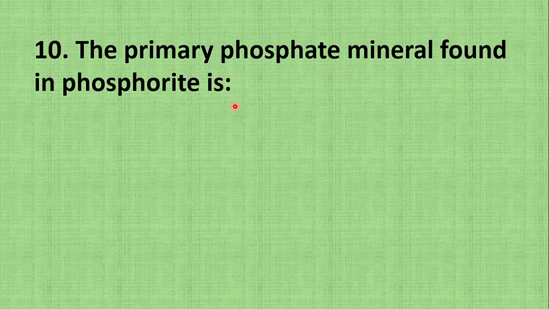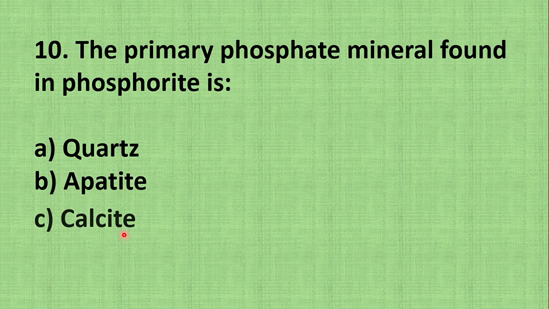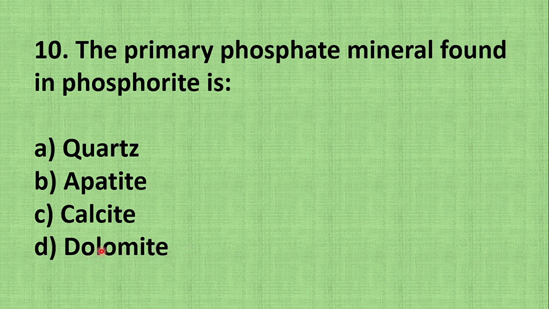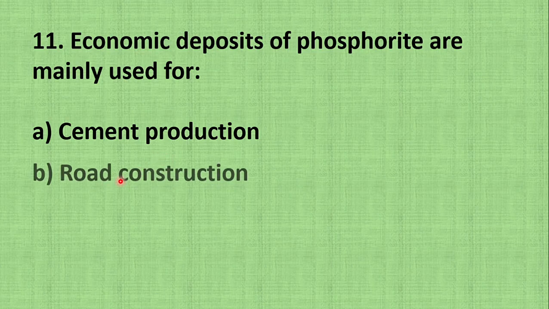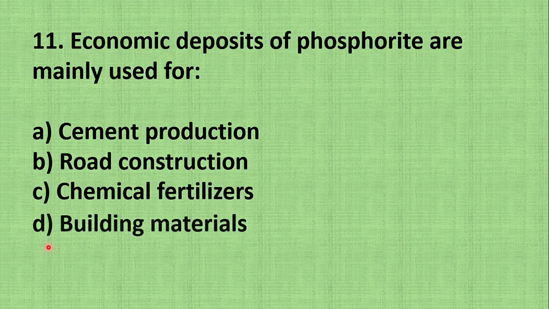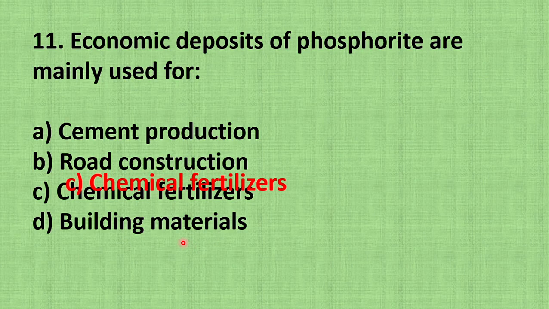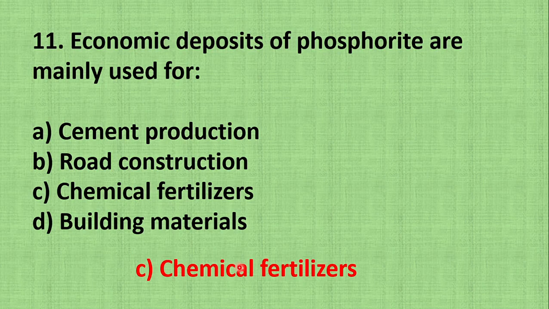The primary phosphate mineral found in phosphorite is quartz, apatite, calcite, and dolomite. So which one is the correct answer? Which one is the phosphorite mineral? So correct answer is apatite. Okay. The economic deposit of phosphorite is mainly used for cement industry, road construction, chemical fertilizers, and building material. So which one is the correct answer? Chemical fertilizer, because phosphorite is used for making fertilizers.